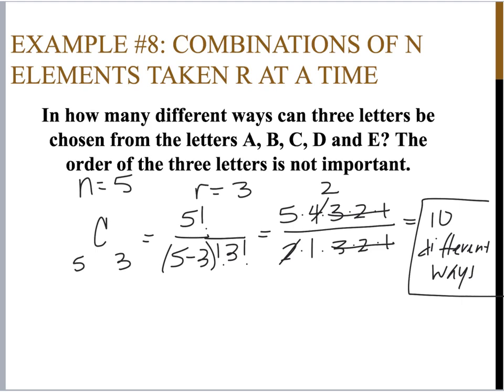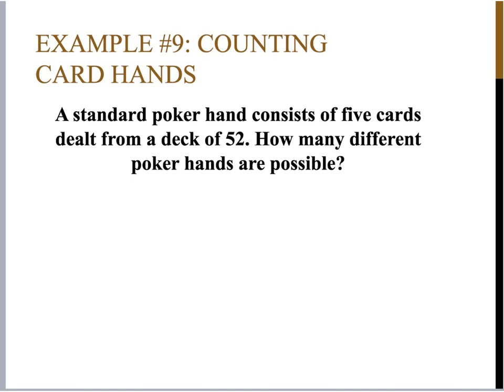All right, let's look at example 9. It's our last one, by the way. So it says a standard poker hand consists of 5 cards dealt from a deck of 52. How many different poker hands are possible?